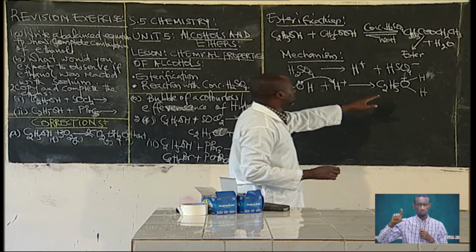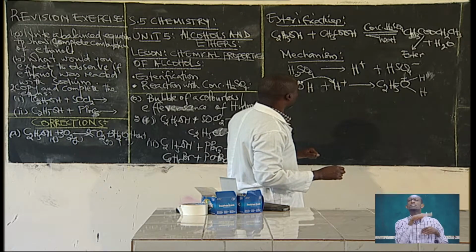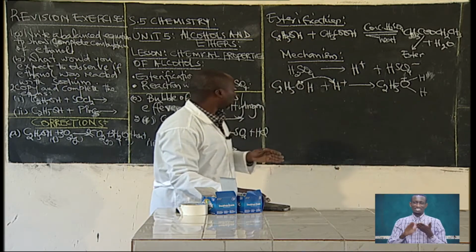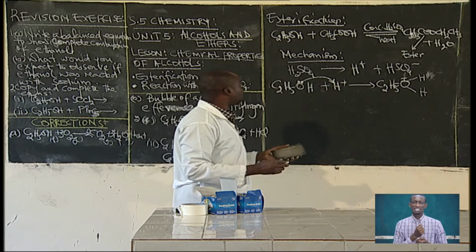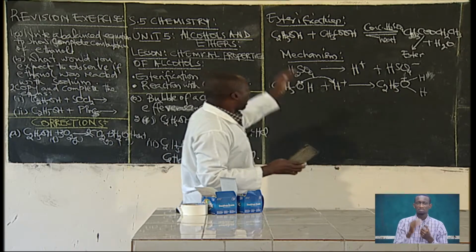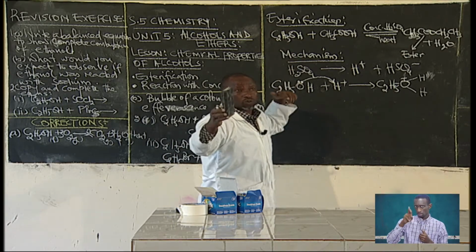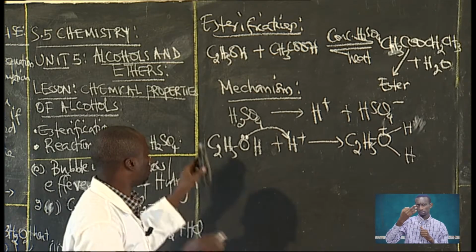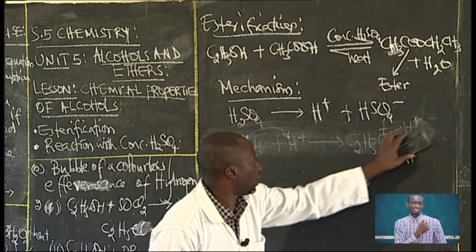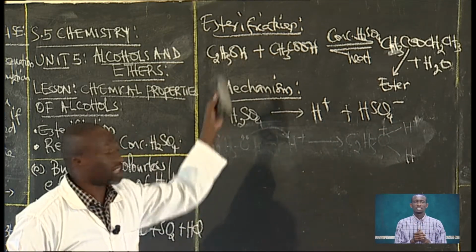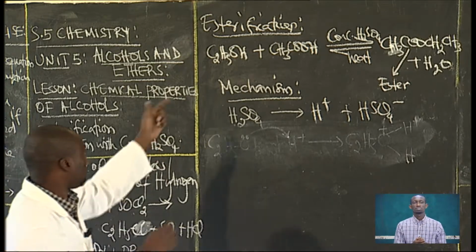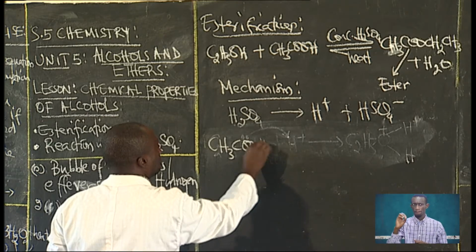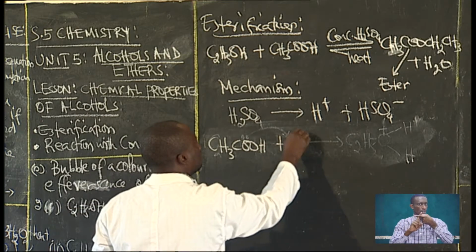So what happens next? I beg your pardon, I have to repeat this. The protonation starts with the carboxylic acid. So I have to make a correction here. So the protonation starts with the carboxylic acid. So we'll have CH3COOH, and then plus the hydrogen ion.